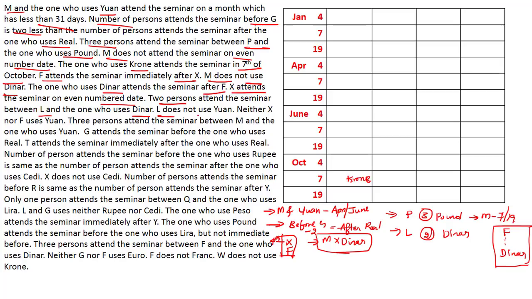Okay, the next one is L does not use yuan. This is one more piece of information: L is not going to use yuan. So far we have not substituted any information except this one.